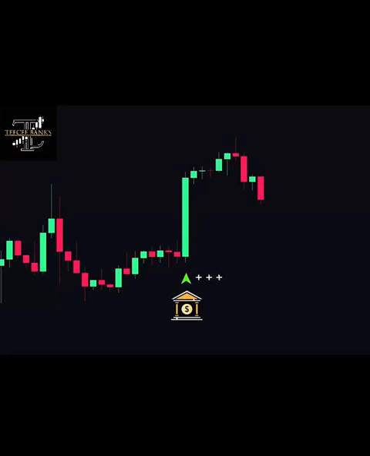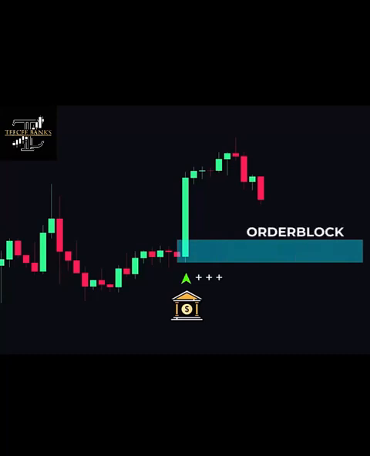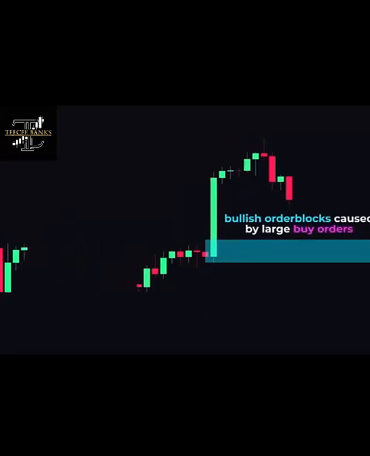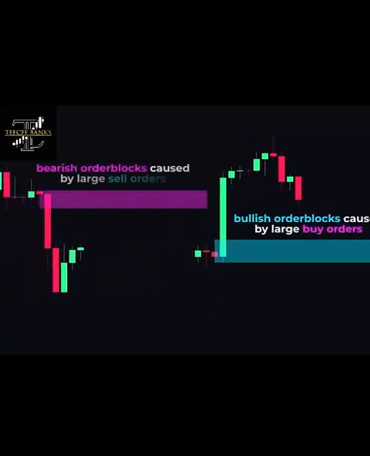Large buy orders are needed to drive the price up this quickly. The initial area where these trades are executed is known as an order block. Order blocks can be of 2 types: bullish order blocks, which are caused by large buy orders, and bearish order blocks, which are caused by large sell orders. For this video, I'll color bullish order blocks as blue and bearish order blocks as purple, but of course you can use any color you want.